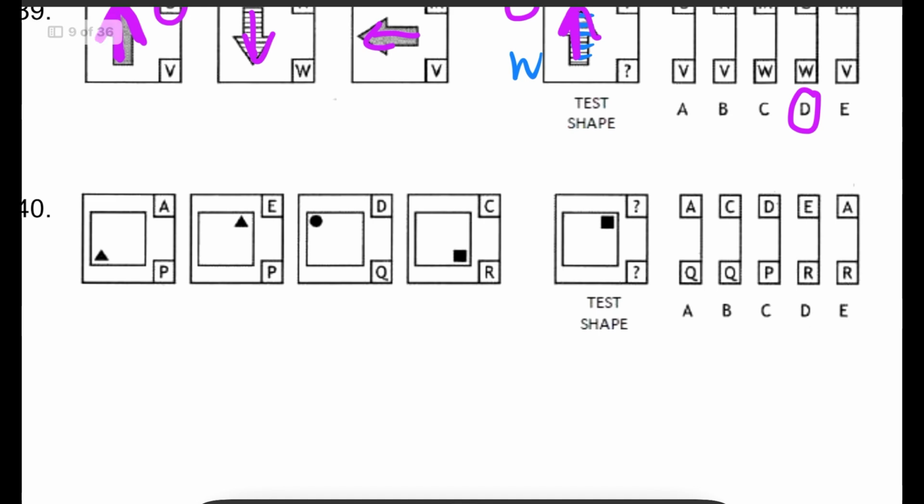So here they've all got different first letters, but these two both have a P as the second letter, and they both have a triangle. The test shape has a square, same as this one, so the second letter will be an R.